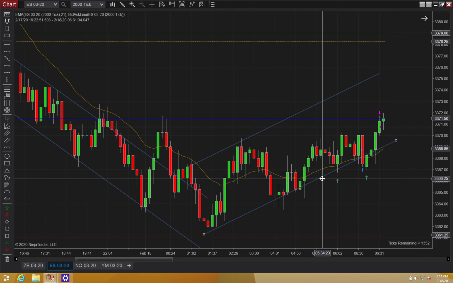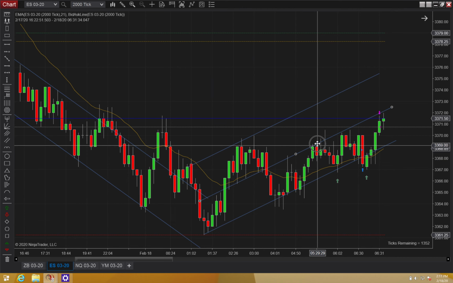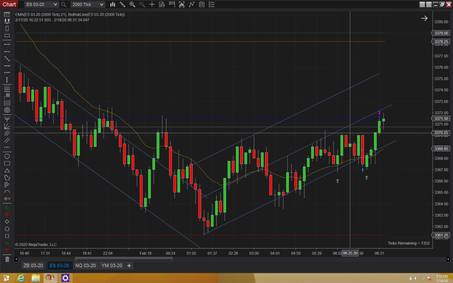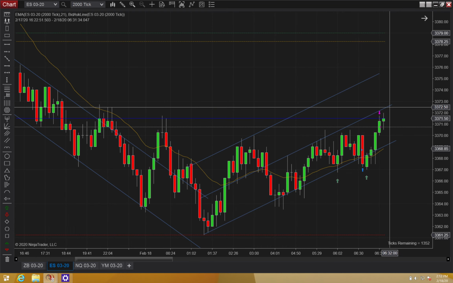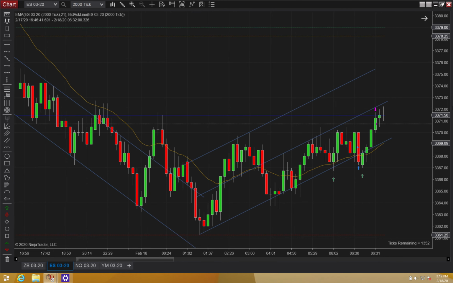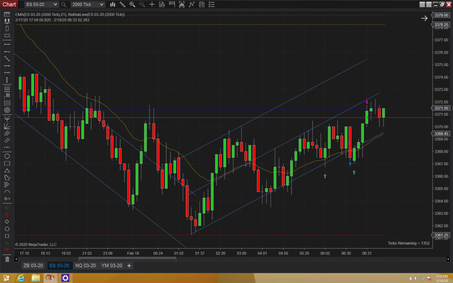I still have a runner on this trade, so at this point I'll just be looking at how I'm going to exit my runner. At the time, I was just visualizing a midline, and I was trying to exit near this midline. And it pulls back, that's cool.